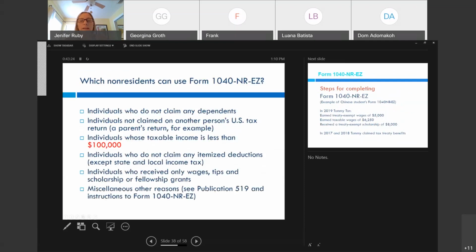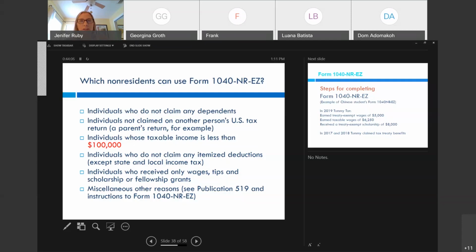So again, if you want to use the easy form, which I would suggest that you do, even though you can't electronically file it, the other one is more complicated and would misrepresent your tax status. You're going to do the easy form if you don't have any dependents, and you're not claimed on any other U.S. tax return. So if your parents are here in the U.S. and they're claiming you on their tax return, you can't file your own individual return. Also, your income must be less than 100,000 US dollars, and you must not be claiming any itemized deductions.